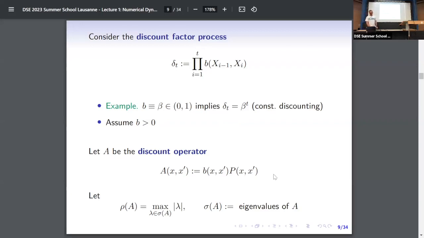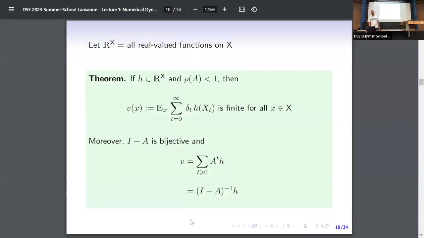Okay, so to handle this kind of discounting, I'm going to introduce what I'll call a discount operator. It's really just a matrix, which is this guy A. So A(x, x prime) is going to be the product of B, which is the one period discount factor, times the transition probabilities. And I'll let rho of A be the spectral radius of A, which is the maximum in modulus of all of the eigenvalues of A.